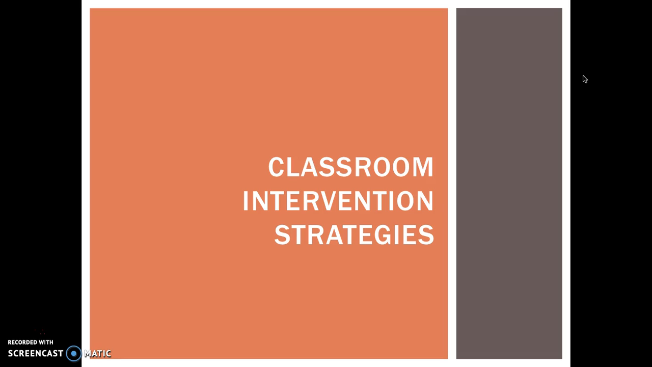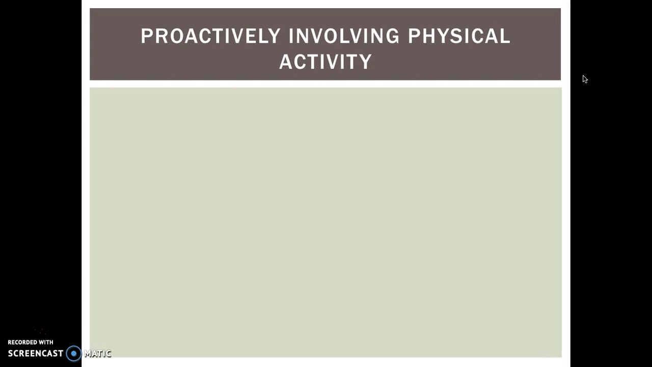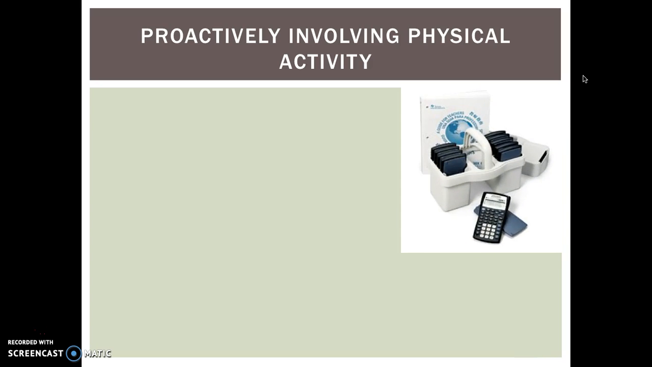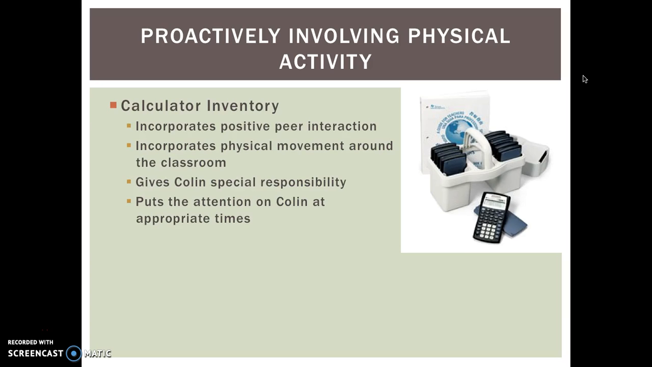Feeling quite frustrated with Colin's behavior in the second month of school, you decide to implement 2 new classroom intervention strategies to help Colin improve his behavior in class and the classroom environment overall. First, you incorporate physical activity into Colin's every class period by assigning him the job of calculator inventory. When another student wants to use one of the classroom's 20 calculators, they must give their ID card to Colin, who will hand them a calculator in exchange.